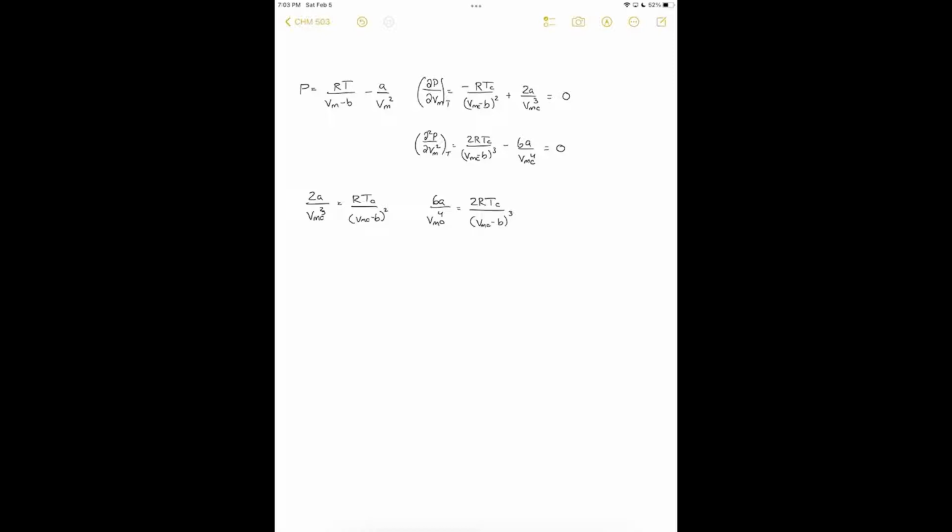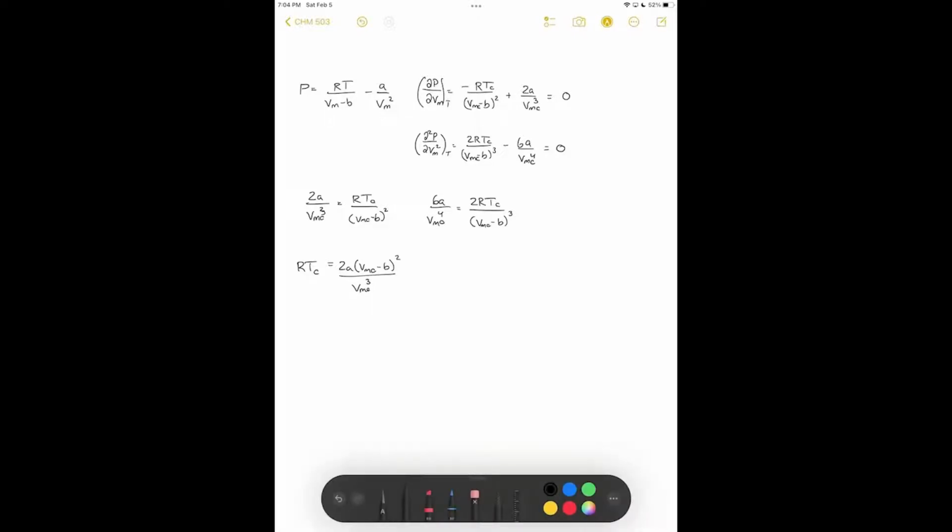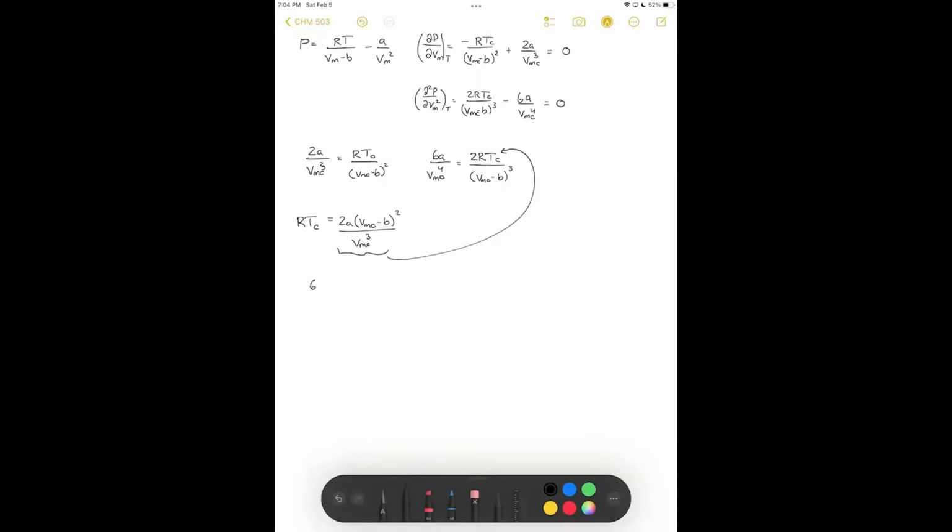So if we rearrange this in terms of RTC for the first equation, we'll get that RTC is equal to 2A times VMC minus B squared over VMC cubed. So now that we know what RTC is, we can actually substitute this in for RTC here, and that will eliminate the TC variable. So doing that gives us 6A over VMC to the fourth is equal to 2 over VMC minus B cubed, and then for RTC, we'll put in 2A times VMC minus B squared over VMC cubed.